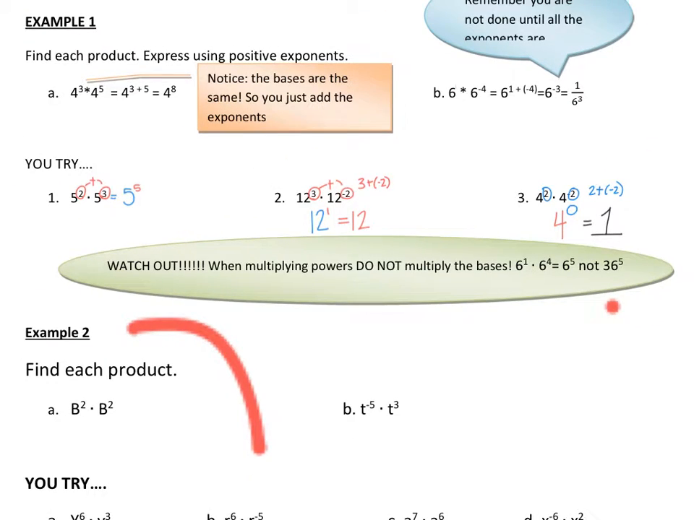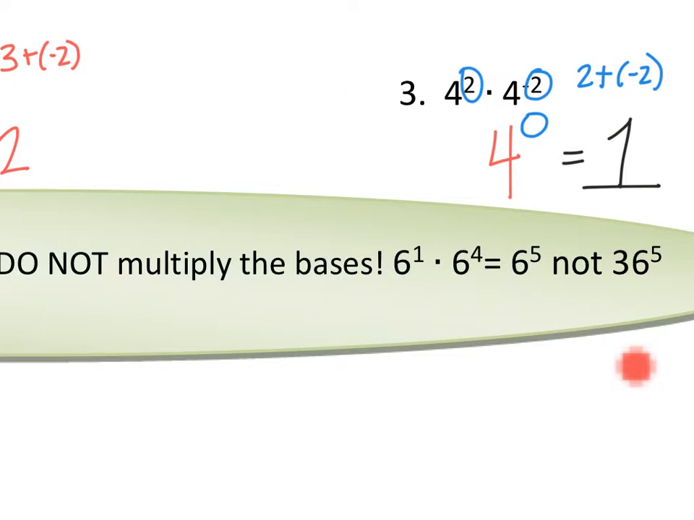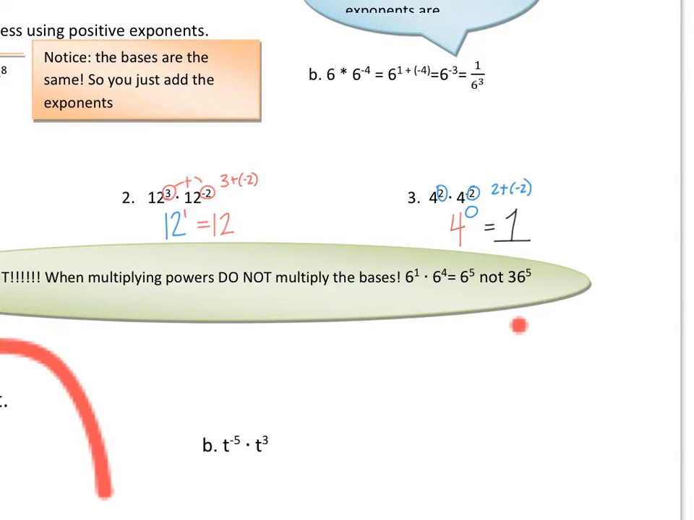All right, please notice that it says, watch out. When multiplying powers, do not multiply the bases. It's a super common mistake that people make. You are not going to multiply 6 times 6 to get 36. Your base simply stays the same. If your base is 6, then your answer will have a base of 6 as well. Super common mistake. Happens a lot.